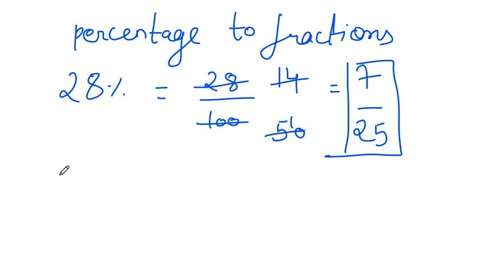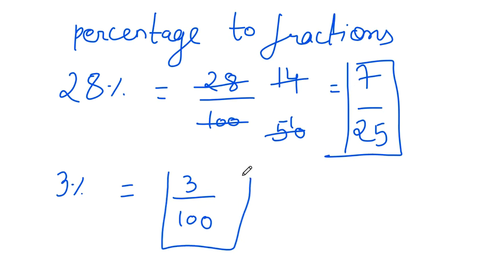Let's take another example, 3 percentage. Again we can write this as 3 upon 100. Now can we reduce 3 and 100? No. So let's keep this as it is. So we got this as a fraction.